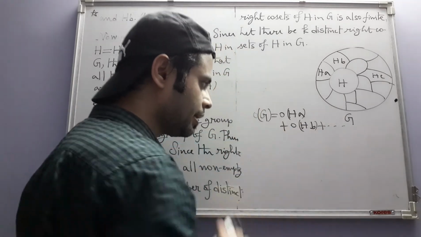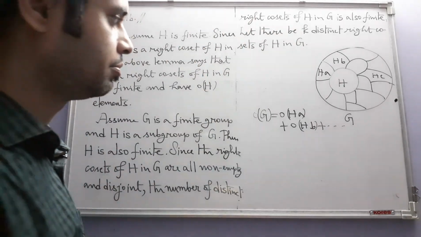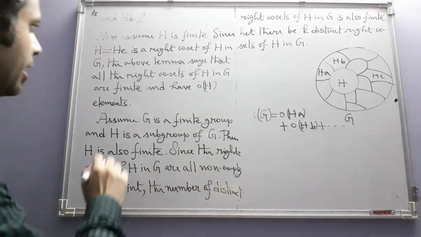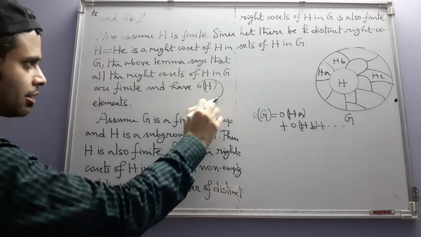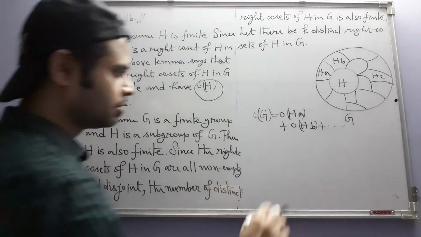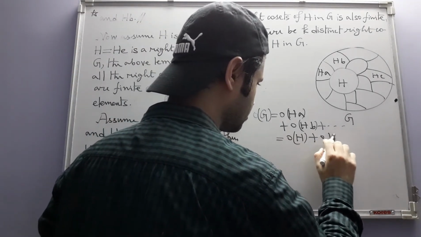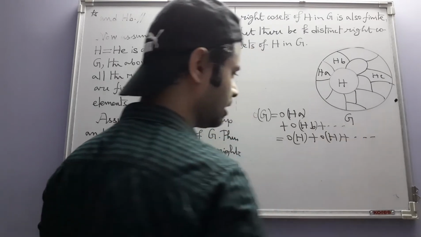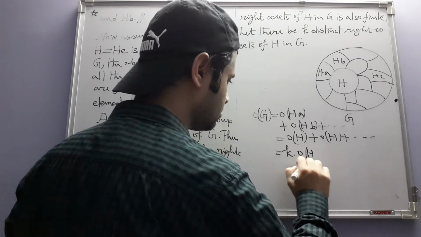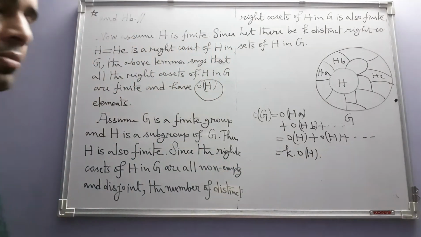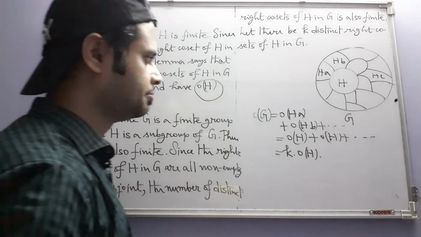And there will be k such distinct right cosets, so k terms in this sum. But we have proved that all the right cosets of H in G are finite and each one of them has this many elements. So all the terms are equal to the order of H. K such terms, so this is equal to k times the order of H. We have understood this, now we have to write this systematically.